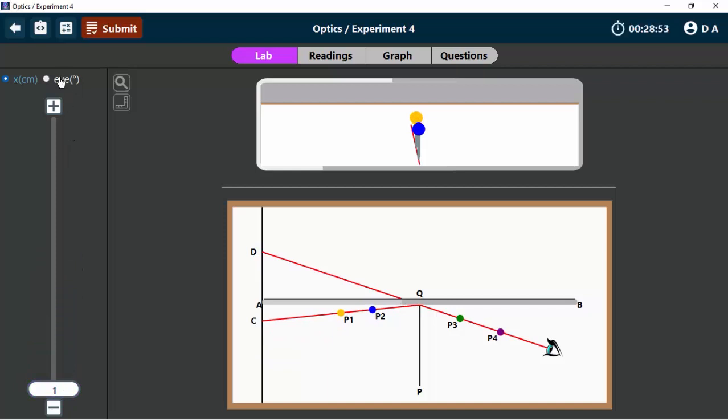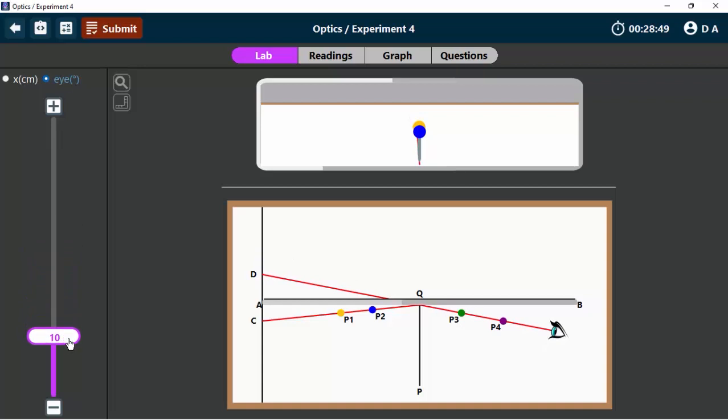So once x is 1, you switch mode to the eye mode. Then you move the slider until you see the 2 pins align perfectly. Once they're in perfect alignment, it shows that you've gotten your P3 and P4 well positioned, once your eye is aligned with those 2 object pins.